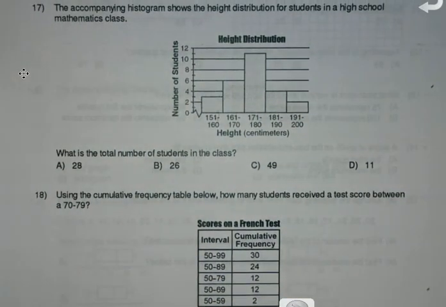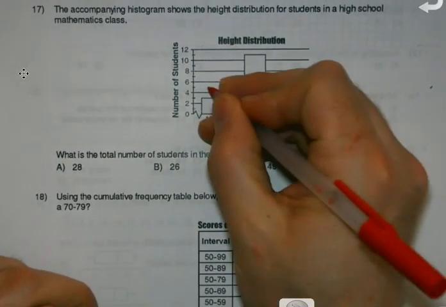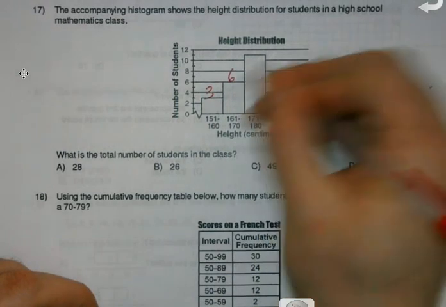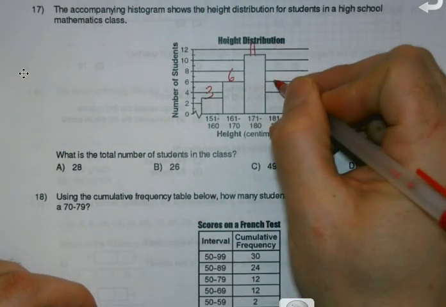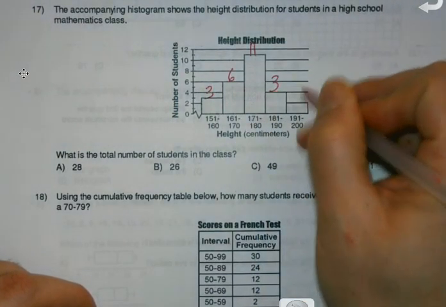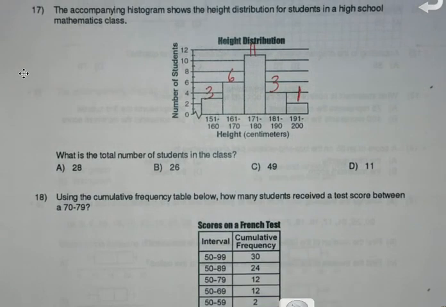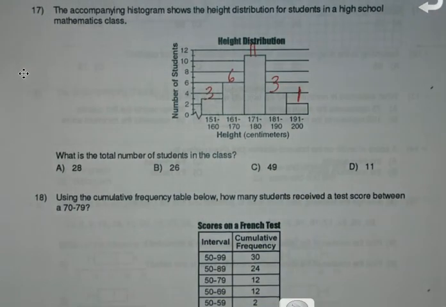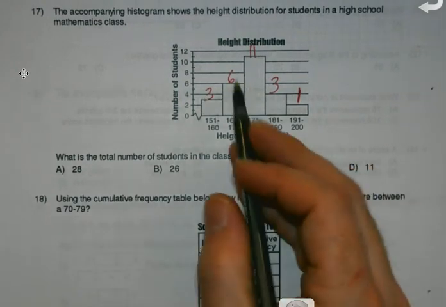All right, height distribution of students in a high school math class. Total number of students in the class. Again, I've got to make sure that I figure out how many are in each pile or each bar, and then add them up that way. So how many students? What's that? 26. I think that's correct.